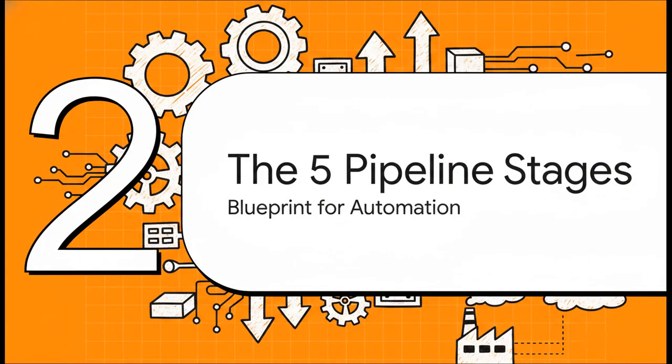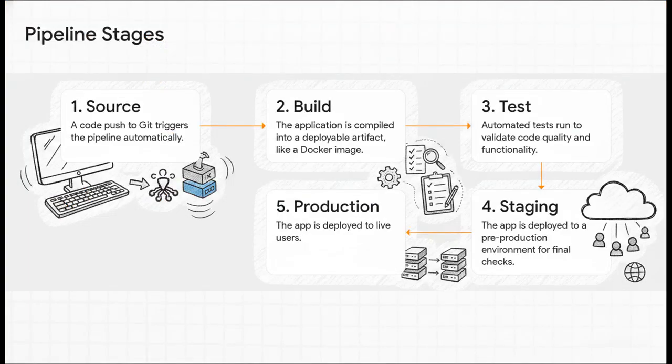So how does this automation actually work? Well, it turns out that pretty much every CI/CD pipeline, no matter what tool you use, follows the same 5 basic stages. This is the blueprint for all of them. It all kicks off at the source stage, which is just a fancy way of saying a developer pushes code to Git. That push triggers the build stage, where the code gets compiled into something runnable, like a Docker image.